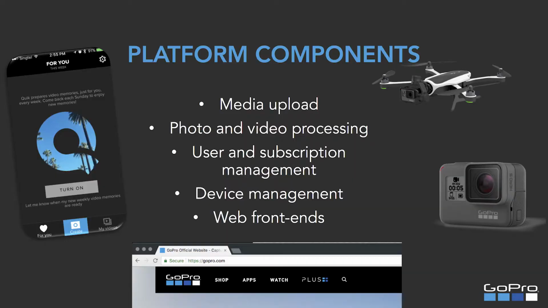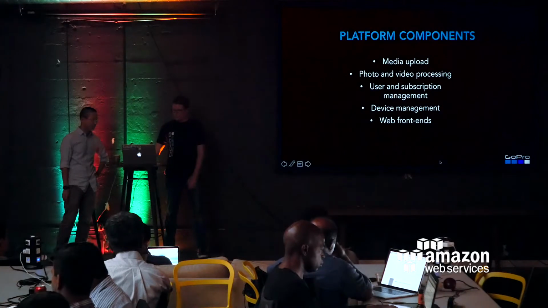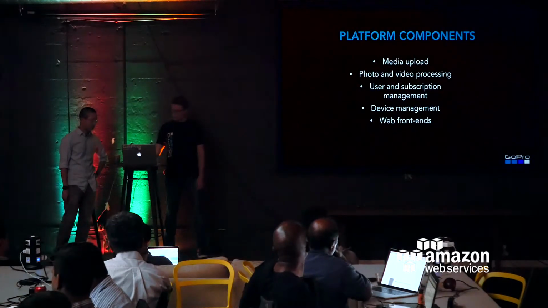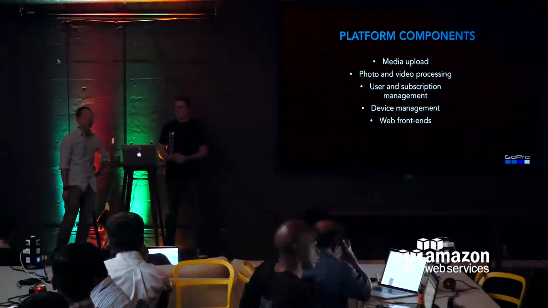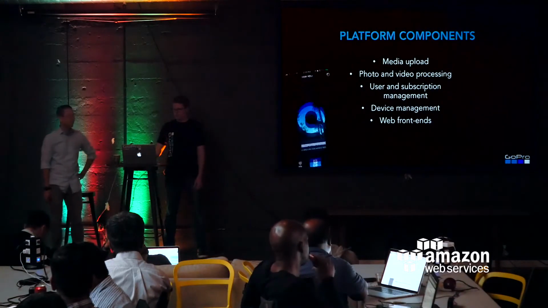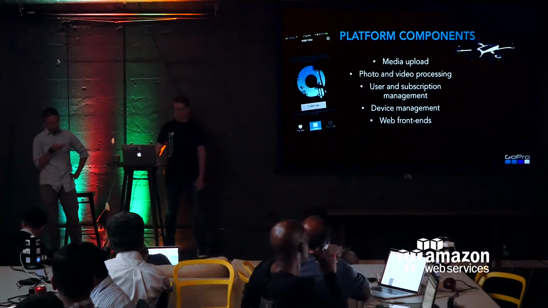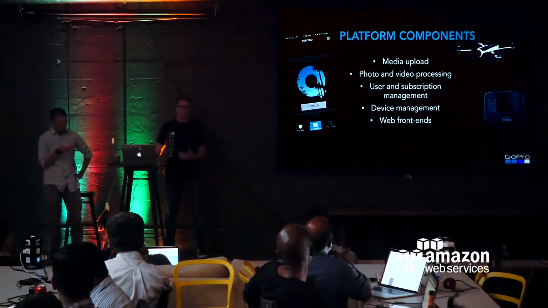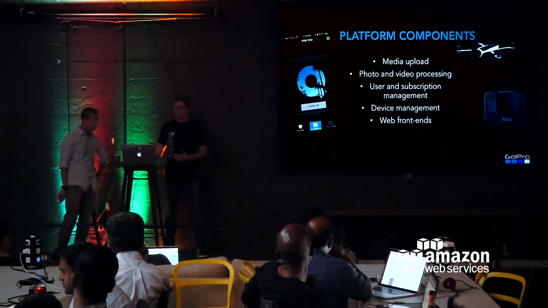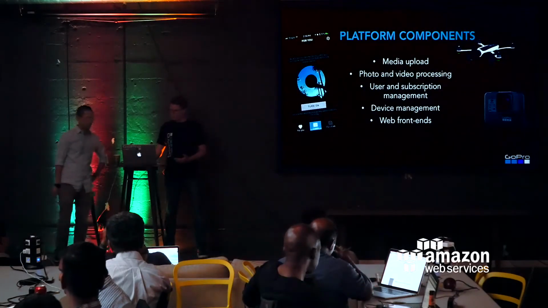Let's talk a little bit about some of the platform components. The AWS platform runs more than just GoPro Plus. It also does media upload, photo and video processing, as you would expect, user subscription, and management of users. We also do device management. The GoPro platform also manages our devices out in the field, like the Hero 5 cameras, the drones, and the mobile apps that run our software. All of this is coming into our cloud platform, consuming our APIs, and in some cases using the web front ends that we have.